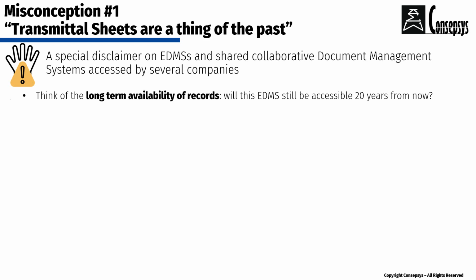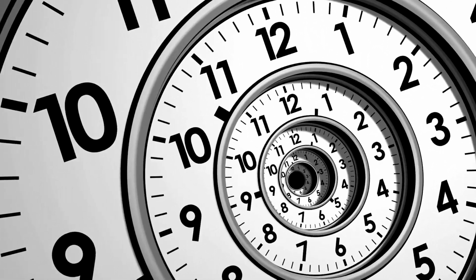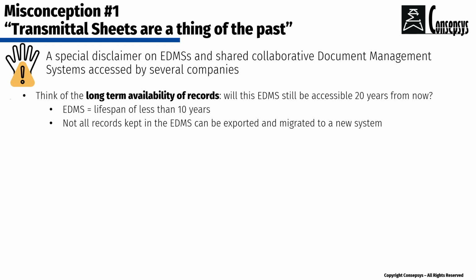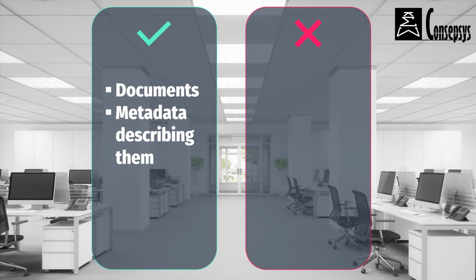Will this EDMS and all records and data within it still be accessible 20 years from now? Most EDMS systems have a lifespan of less than 10 years. That's how long most companies use them before moving on to a new system. Not all records kept in the EDMS can be exported and migrated to a different system. Documents and their description metadata can be exported from an old EDMS and migrated to a new one, but some records kept in the EDMS cannot be exported and migrated easily to a different system.